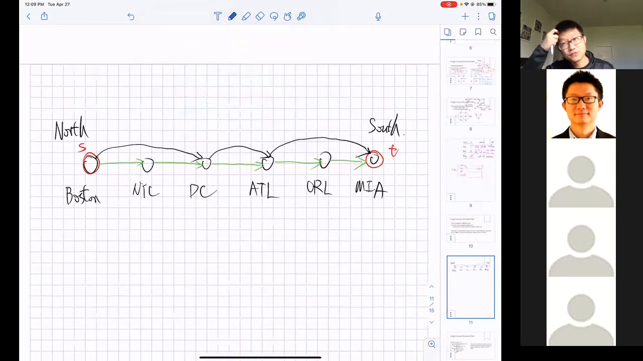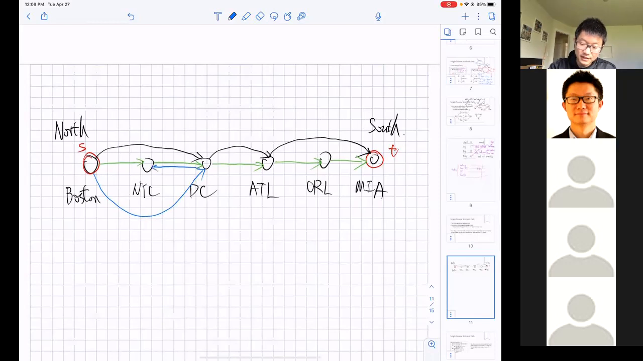What if someone comes up with this plan? Okay, I'm going to go from Boston to DC first, and then come back to New York City, and then go to DC, and then go to Atlanta, and then go to Orlando, and then go to Miami. Is this a good plan?